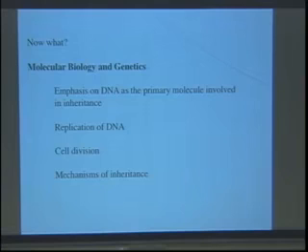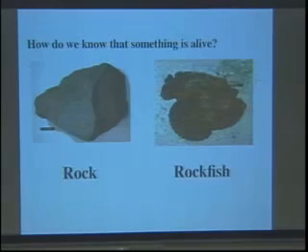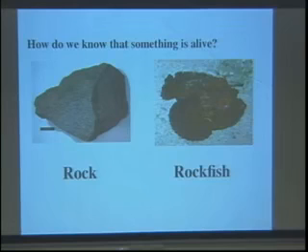Okay, but let's step back quite a bit, and try to give you an idea of where we're coming from with these kind of questions that we're going to ask now, in a very basic sense. So start with the question: how do we know that something is alive? So you've got here a rock and a rockfish. And it's pretty obvious that the rock is not alive and the rockfish is alive. I think most people would answer that way. But does anyone want to try to tell me why you would answer that way?